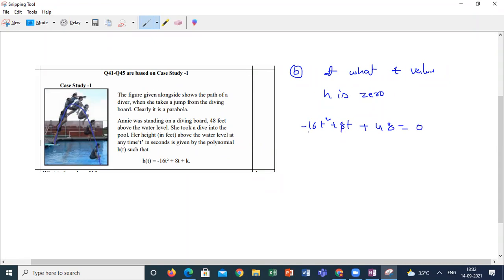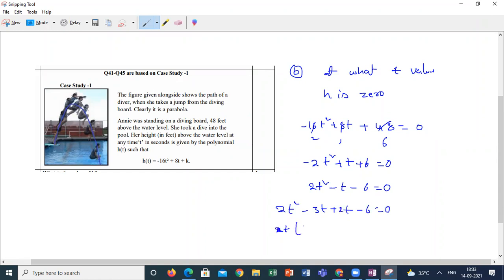If I'm taking 8 common, 8 ones, 8 twos, 8 sixes, this will be minus 2t square plus t plus 6 is equal to zero. 2t square minus t minus 6 is equal to zero. If I'm factorizing, 2t square minus 3t plus t minus 6 is equal to zero. If I'm taking 2t common, minus 2t plus 2. So 2t common, t common, this will be 2t minus 3. If I'm taking plus 2 common, minus 3 into 2 is minus 6, minus 3t plus 2t, if I'm taking t common, 2t minus 3.